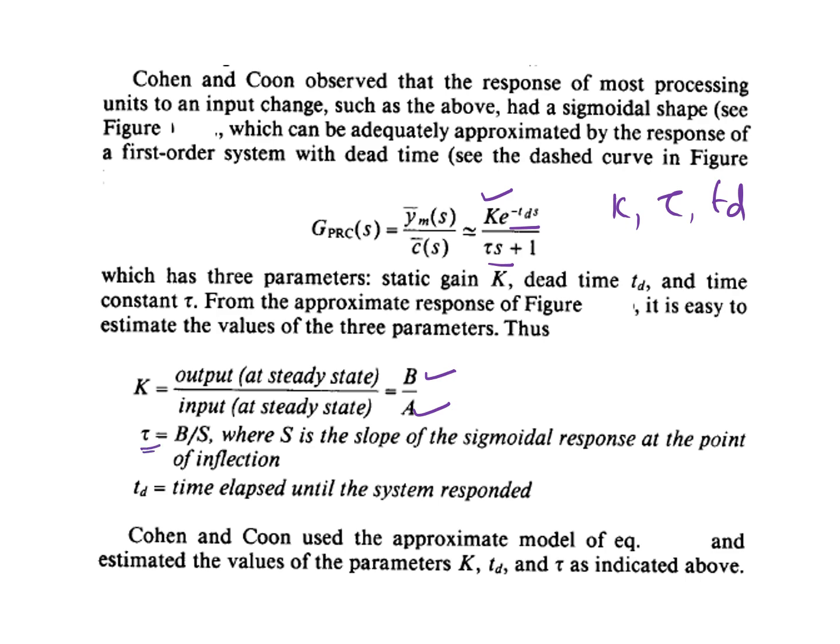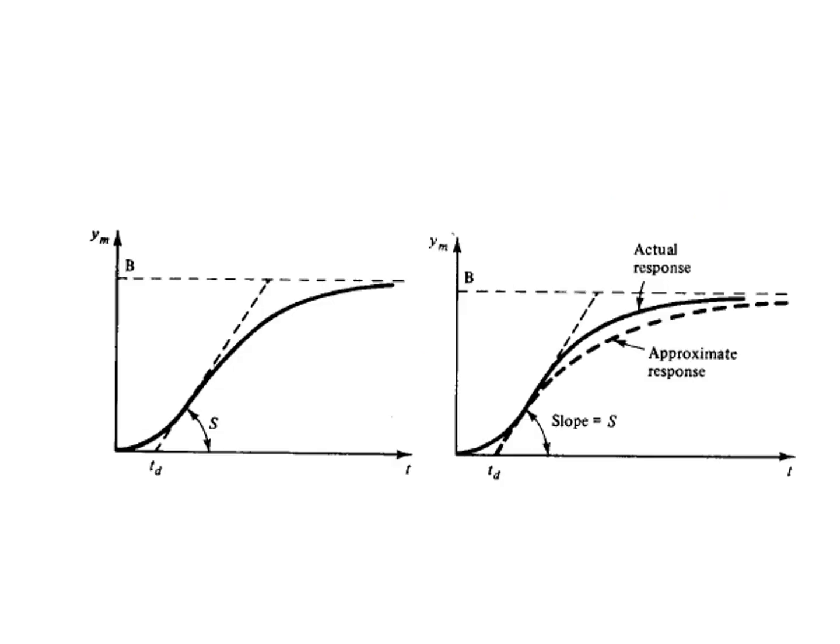Your tau you have to calculate next. B you already know, and then you have to find the slope. For that you fix the point of inflection and you can get the slope. If you take the ratio between B and the slope, you will get the tau value. TD is the dead time. For a particular time, the system won't respond. That time is called TD. I will show you these parameters in the picture.